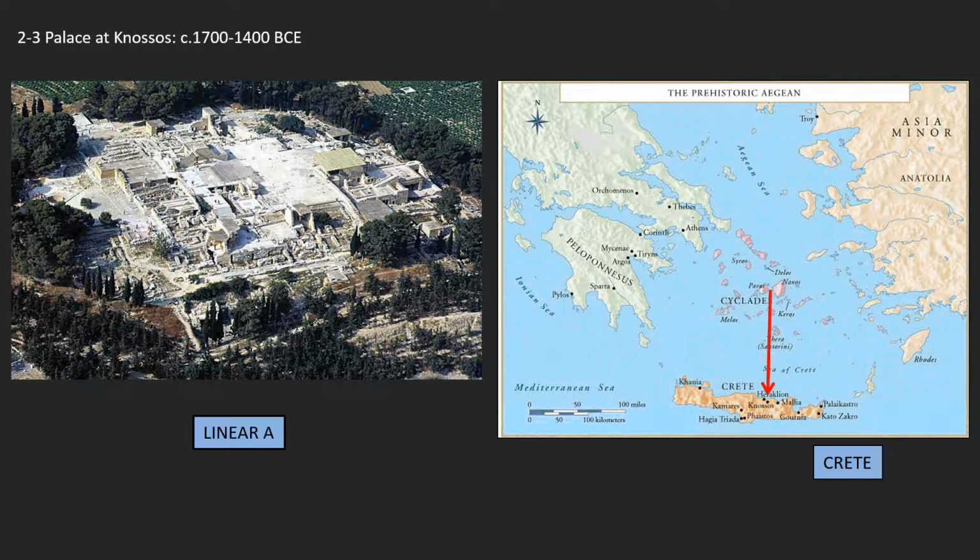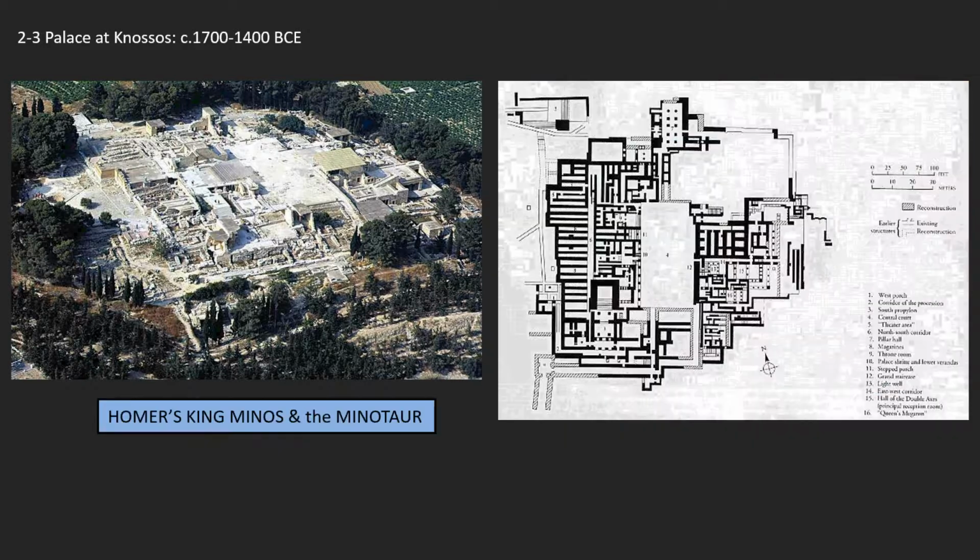Right? And this building in particular, the Palace at Knossos, which you can see is just below my arrow right there, was probably the basis for the myth of King Minos and the Minotaur, which comes from Homer, our ancient Greek poet. Does anybody know the myth of King Minos and the Minotaur?